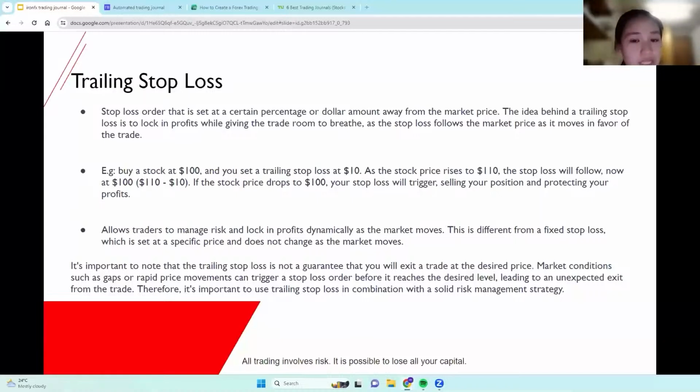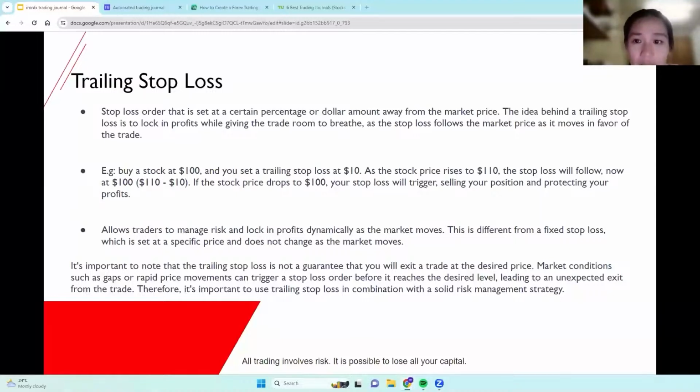The trailing stop loss technique can be useful for traders because it allows them to manage risk and lock in profits dynamically as the market moves. This is different from a fixed stop loss, which is set at a specific price and does not change as the market moves. It's important to note that a trailing stop loss is not a guarantee that you will exit the trade at the desired price. Market conditions such as gaps or rapid price movements can trigger a stop loss order before it reaches the desired level, leading to an unexpected exit from the trade. Therefore, it's important to use trailing stop loss in combination with a solid risk management strategy.